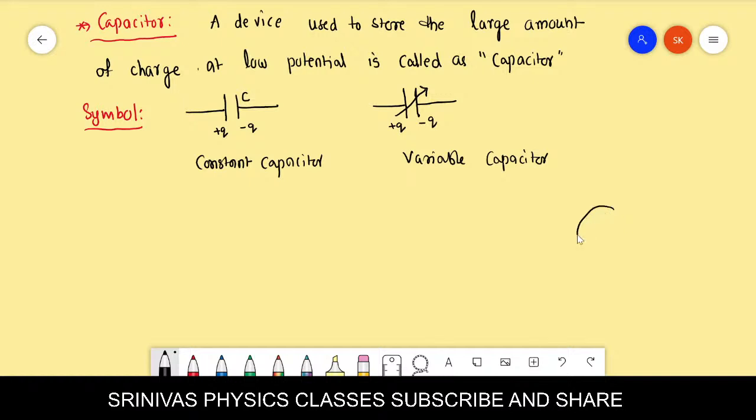Now, for example, I am taking a conducting sphere. On this sphere I am giving some charge, slowly increasing the charge on the sphere. For example, the charge on the sphere at any instant I am considering as q, the radius we can consider as small r, and the potential on the surface we can consider as V.